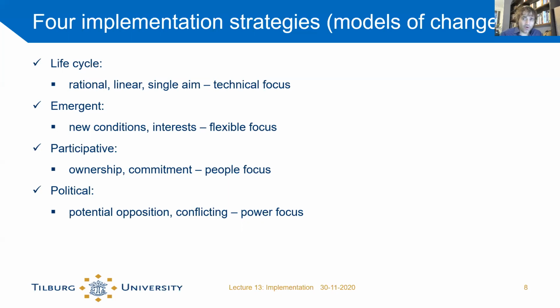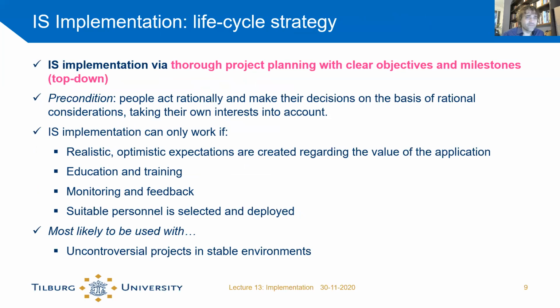And all of them are like general approaches, strategies in order to accomplish something. And which one is best really depends on the type of organization, on the type of innovation, on the people in an organization, etc. So let's start with the first one. Well, life cycle strategy basically means that you try to be as rational as possible when implementing a technology.